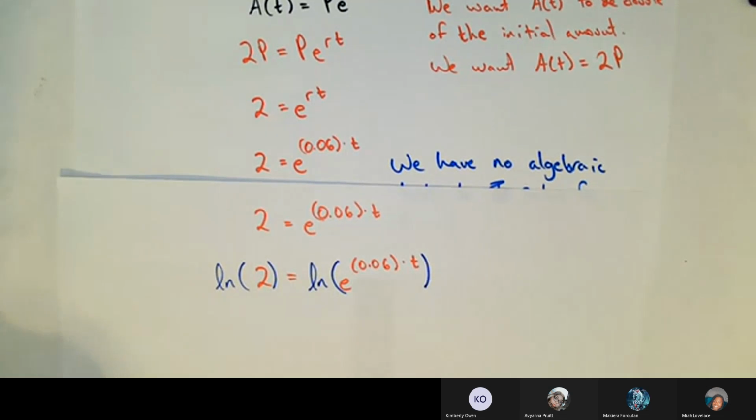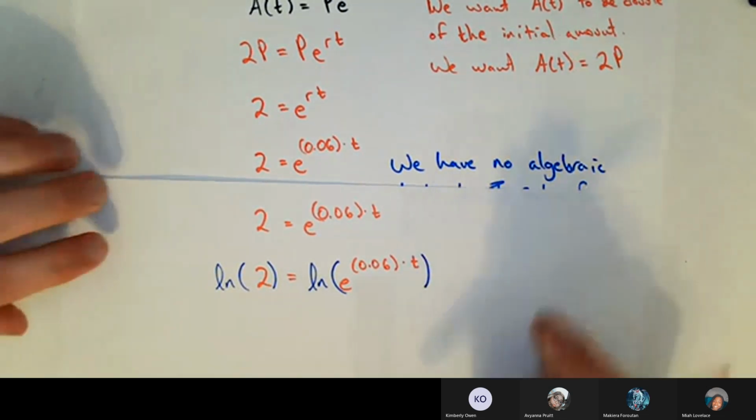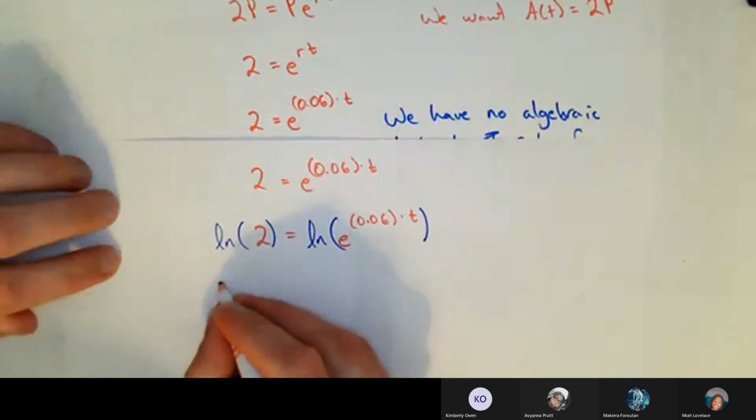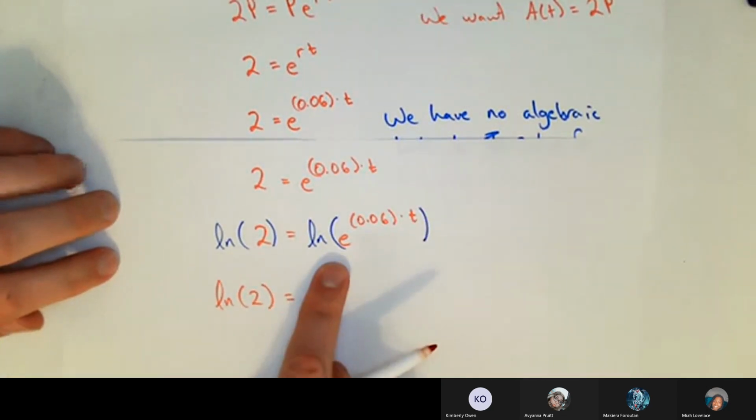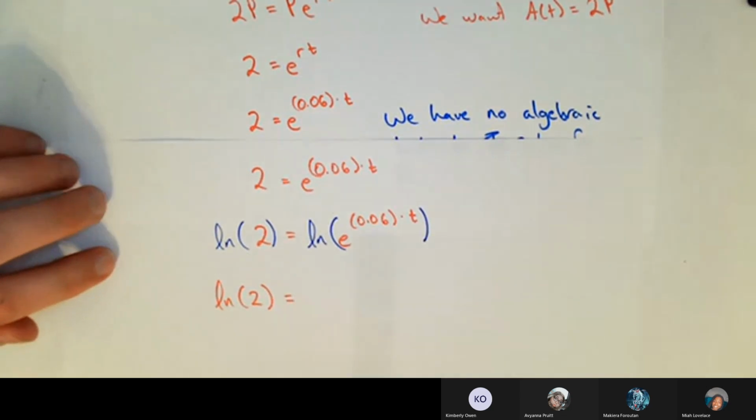So what does this do? Well, on the left-hand side, I just get ln of 2. That's a question for the calculator. That'll have to be approximated. But what happens over here? Any ideas?